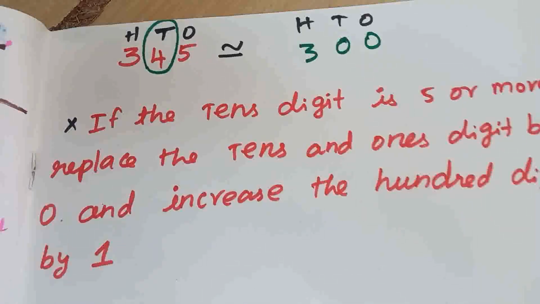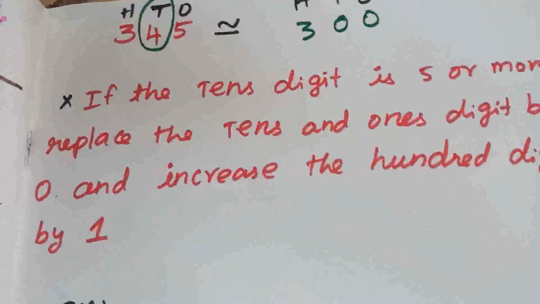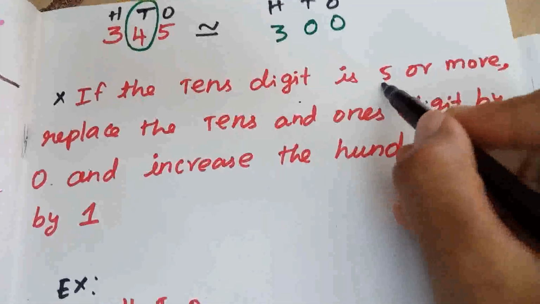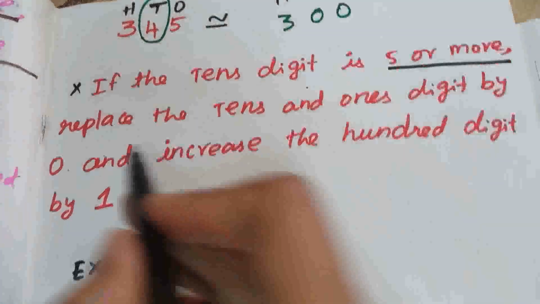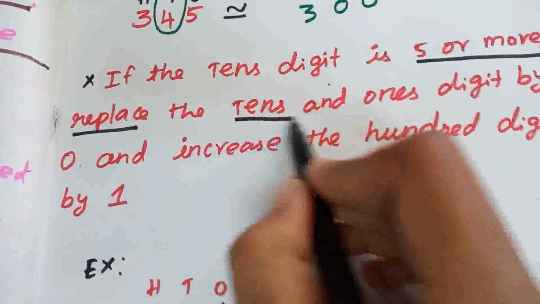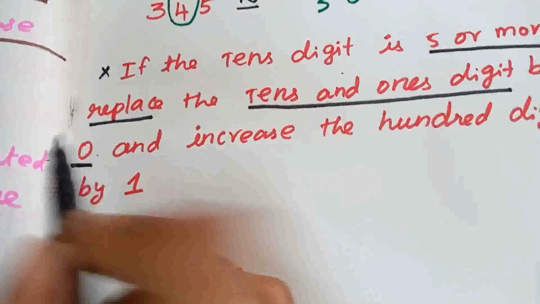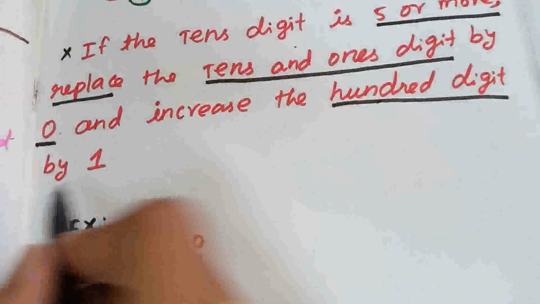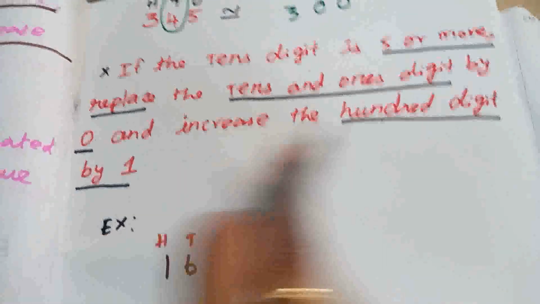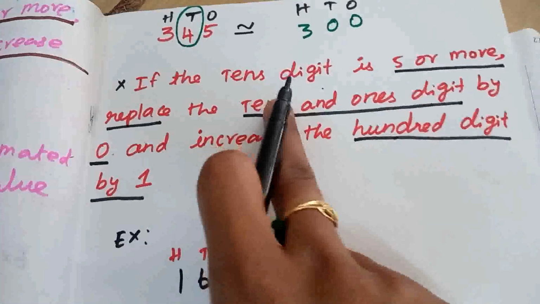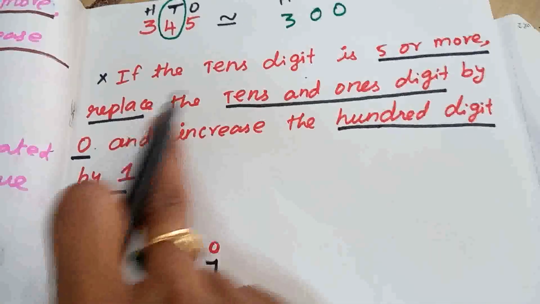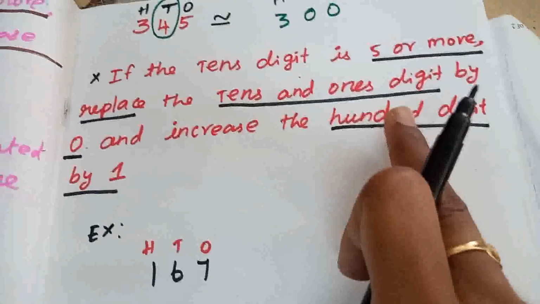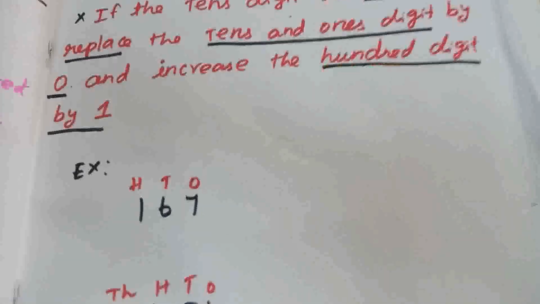Okay. So this is the second rule for nearest to 100. If the tens digit is 5 or more than 5, replace the tens and ones place by 0. Increase the hundreds place by 1. So these are the key points for the second rule. If the tens digit is 5 or more than 5, replace the tens and ones place by 0 and increase the 100 place by 1. Okay, now we see one example.